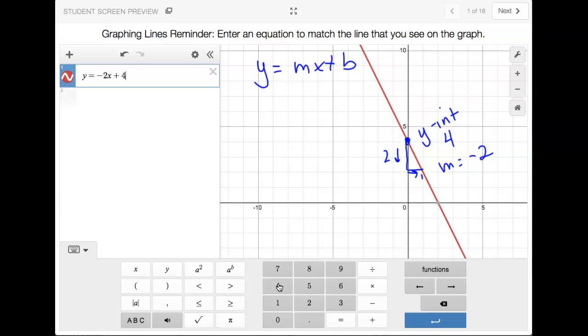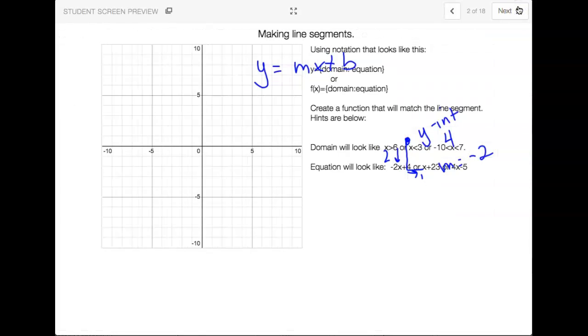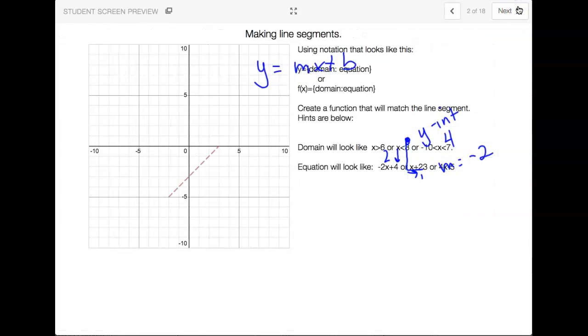All right, and notice that the line now has been filled in. It's no longer a dotted line. When you're going through this activity, make sure that your lines are lining up perfectly with the dotted lines they're giving you. All right, on our next slide, you'll notice that we only have part of a line, just a little segment.